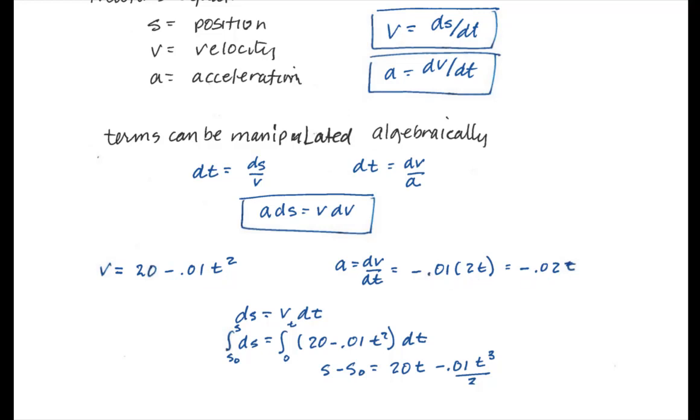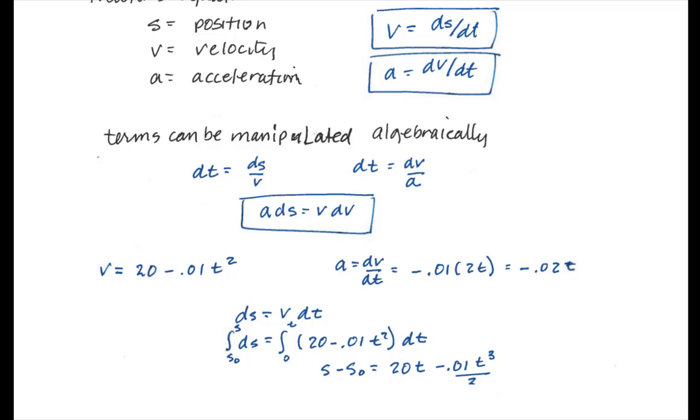If we want to find an expression for position, up here velocity is equal to ds dt, and we can put the ds on one side and v dt on the other side. So it looks like that. Then we can integrate both sides. You integrate ds from s naught to s, and putting this expression in here for velocity and integrating, we can see that this is going to be our expression for position.